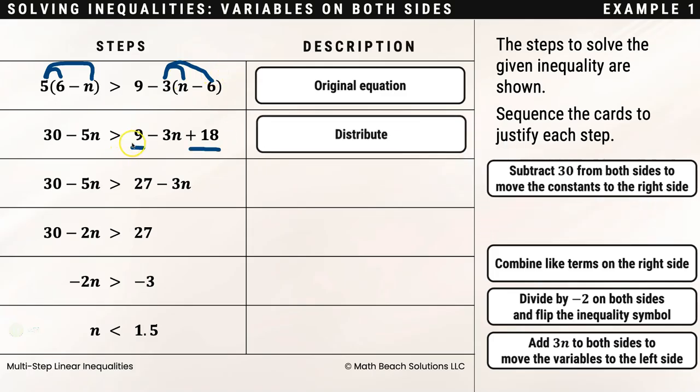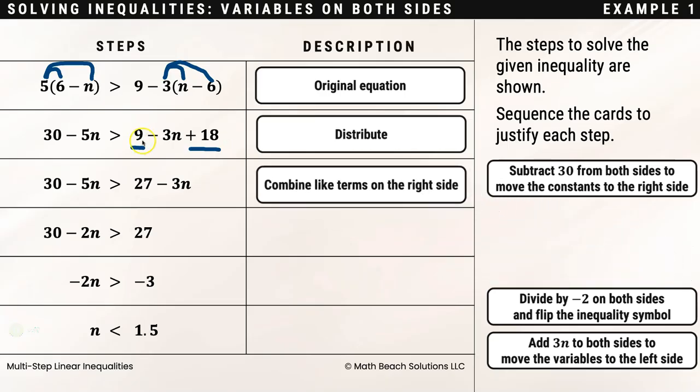Then we see that there are two constant terms on the right-hand side of the inequality symbol that need to be combined. And when we do that, 9 plus 18 combines to 27 on the right-hand side of the inequality. Next, we need to collect the variable terms on one side of the inequality. For this one, I'm going to add 3n to both sides.